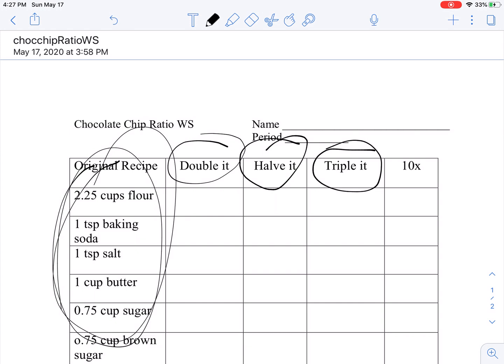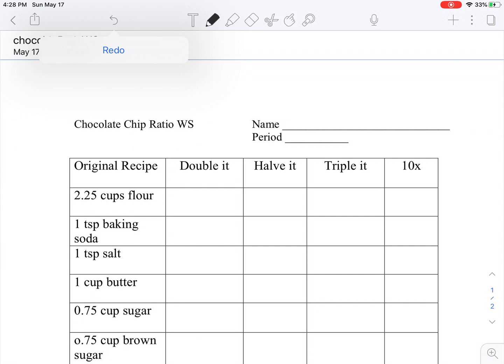And if you had a big group that you needed 100 cookies, you could multiply each one of these ingredients times 10, and you would get 100 cookies. So that's what we're going to do here. And again, we're just preparing on how to do this, and we're going to apply it to chemistry with balanced chemical equations. So let's take a look. What are we doing here? You've got 2.25 cups of flour as the first ingredient.